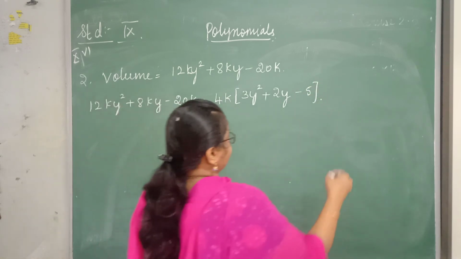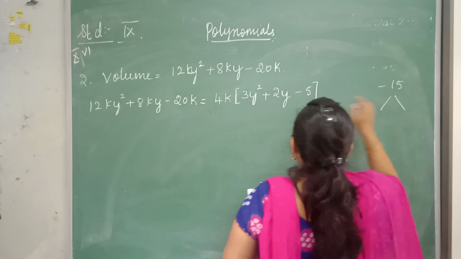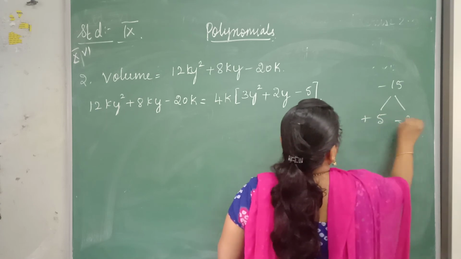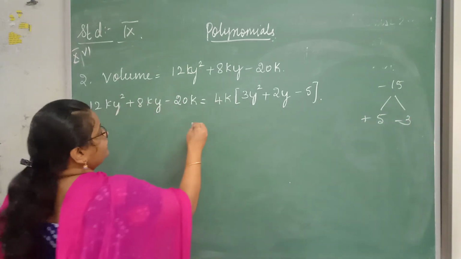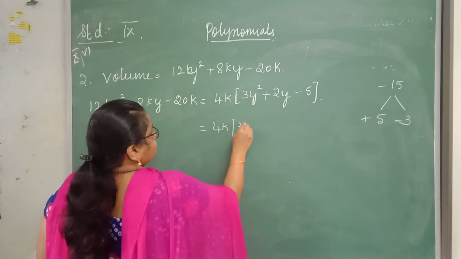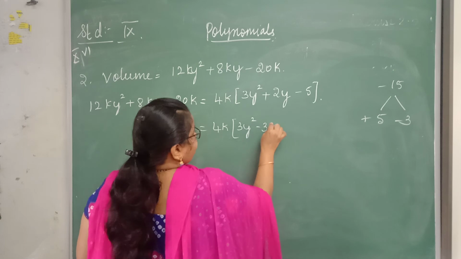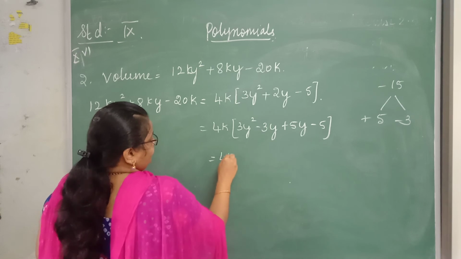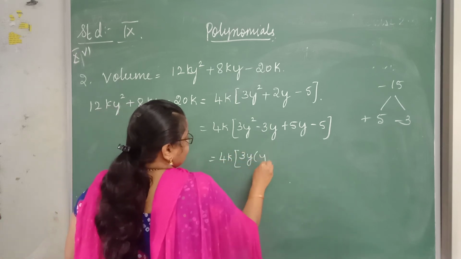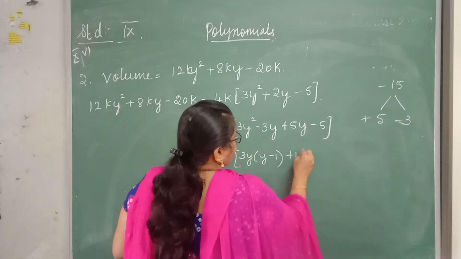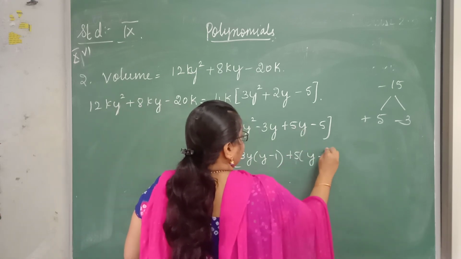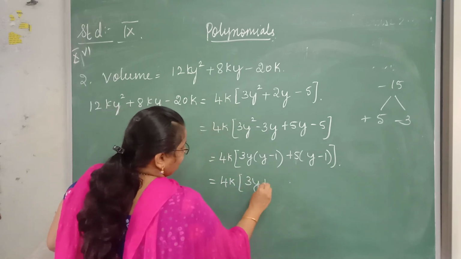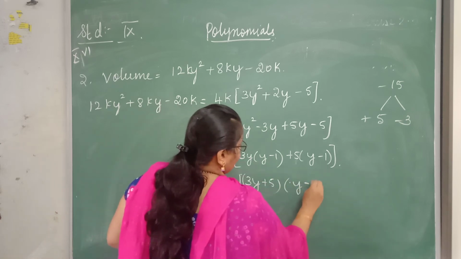So if you multiply, you should get the answer as minus 15. If you add or subtract, you should get the middle term as 2. So it is 5 and minus 3. These two are the factors. So this becomes 4k into 3y square minus 3y plus 5y minus 5. Taking 3y as a common factor, y minus 1 plus 5 into y minus 1. So here you got 4k into 3y plus 5 into y minus 1.